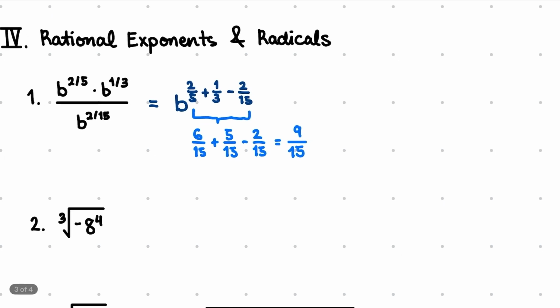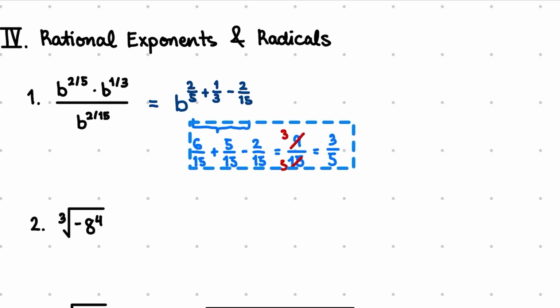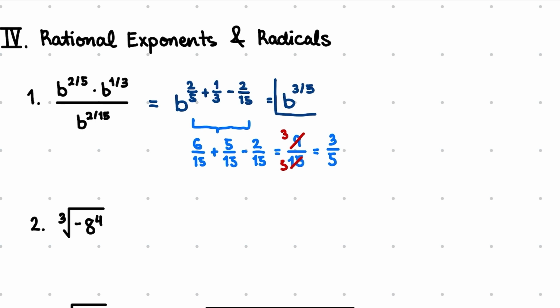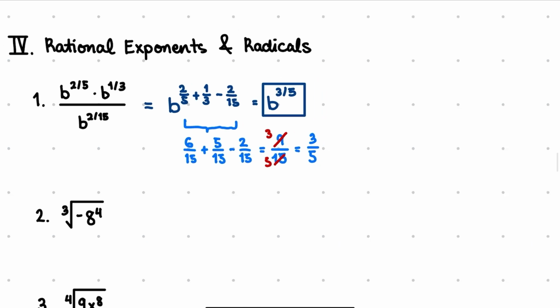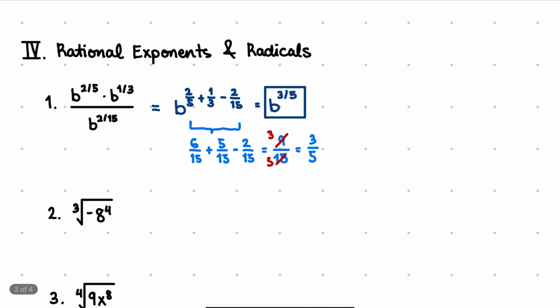And then let's just simplify this one. We'll cancel out the 3, so we'll be left with 3 and 5. So we'll have 3 over 5. And then let's just write that one down. So this one will be equal to b raised to 3 over 5. So that's the answer for the first one, pretty standard.